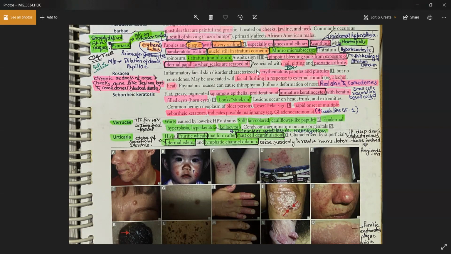Along with that, the patient gets erythematous papules and pustules. Similar to that of acne, you will get the papule and pustule there, right? But they do not have any kind of comedones, and that's why it is not the acne, but the rosacea, right?